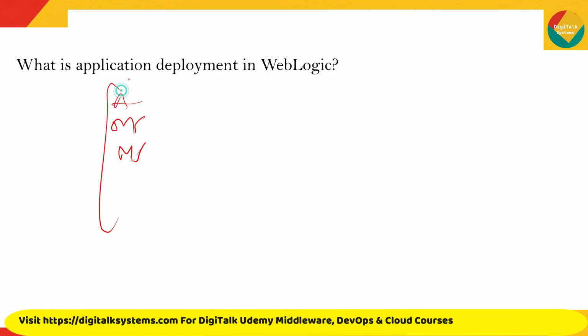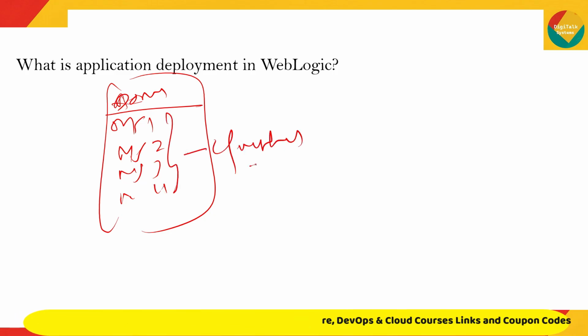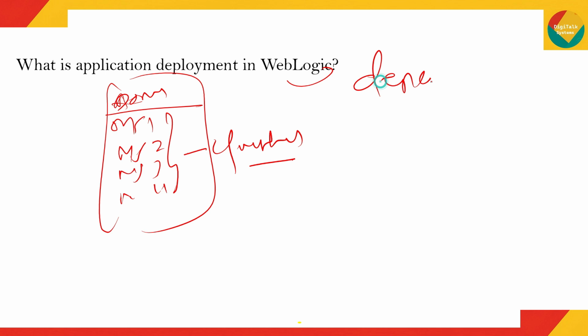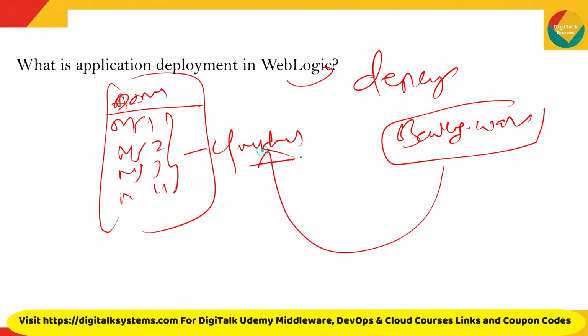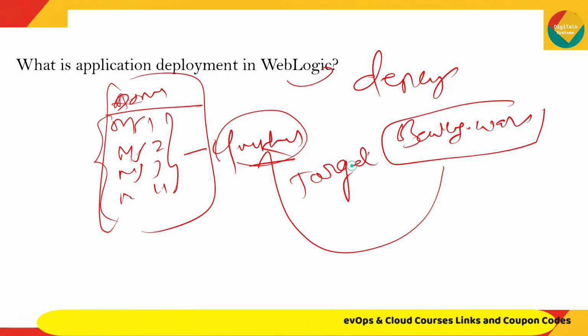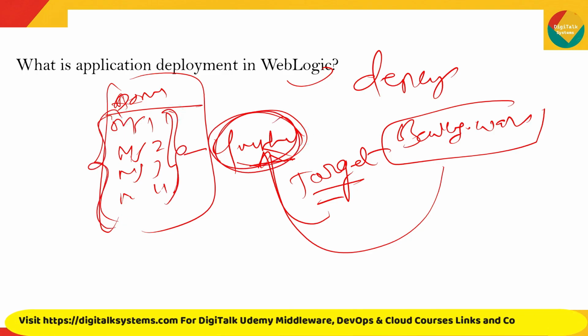Okay, for example, we have a domain where we have four managed servers, maybe one, two, three, four, and all four are in a cluster. And when we deploy any application, for example, banking.war, we select a target. So if you want to deploy it on all the servers which are part of a cluster, during the deployment we select the target as cluster.